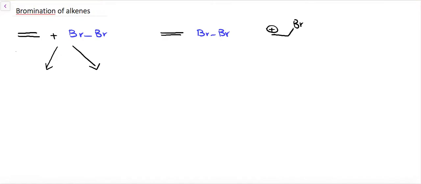In this video, we're going to review the general mechanism for bromination of alkenes. This reaction is an electrophilic addition reaction to the double bond, and bromine, the electrophile, adds across the double bond. So let's look at this simple reaction right here.